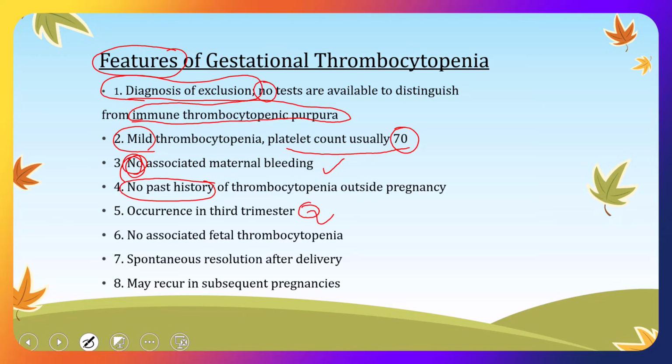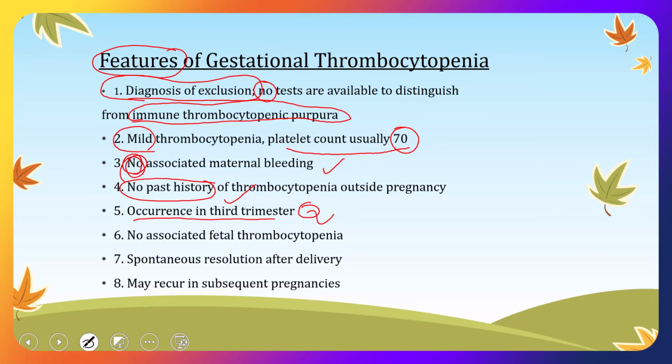Your clinical scenario can involve occurrence in the third trimester. So in a clinical scenario, you can be given the clue that the patient had thrombocytopenia, decreased platelet count in the third trimester. This can give you a clue for answering the clinical scenario in favor of gestational thrombocytopenia.